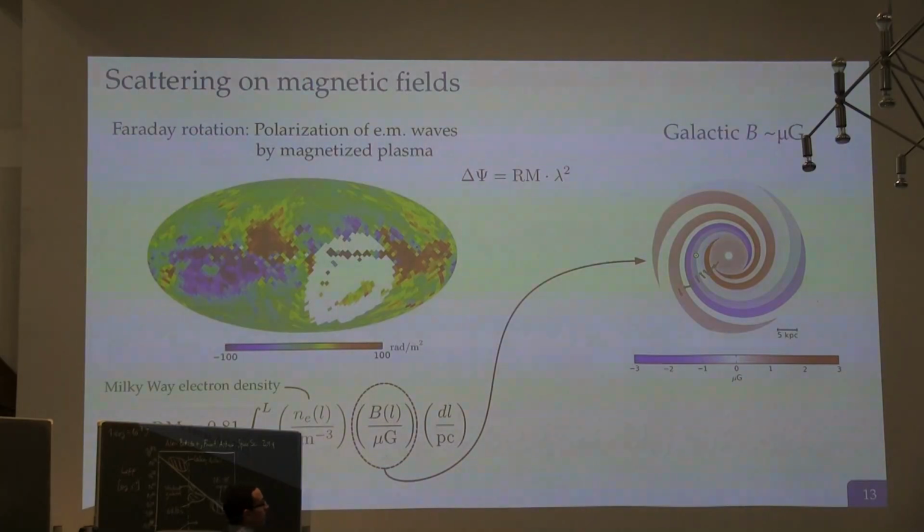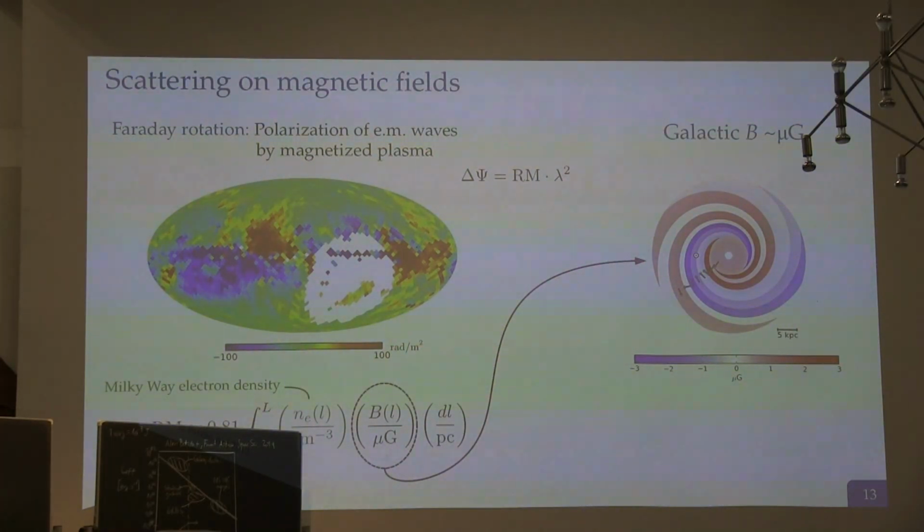And it's all in micro-Gauss scale, but you see the little arrows that are pointing to not just the intensity, but we can also infer the orientation of the field lines. And that means that, unlike the extragalactic magnetic field, on which we only have some intensity guesstimated, for the Milky Way we actually have structured magnetic fields.